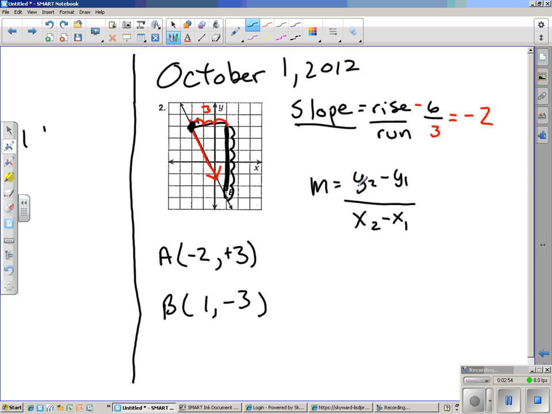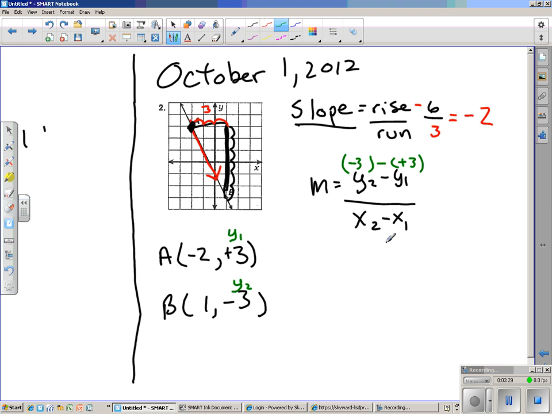We're now going to put that into the equation. When we do y2, y's are always the second coordinates. So this is the first coordinate I wrote down, so I'm going to call it y1. And this was the second coordinate I wrote down, so I'm going to call it y2. Above your y, put parentheses. y2 is equal to negative 3. Bring over the negative. The y1 is positive 3.